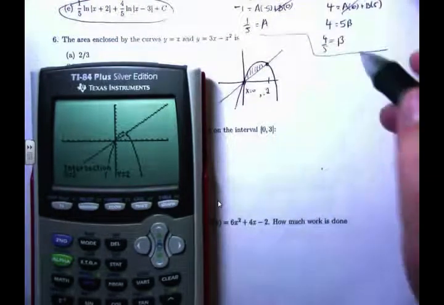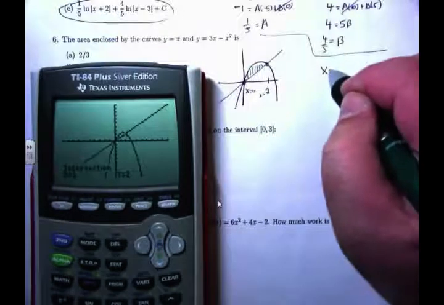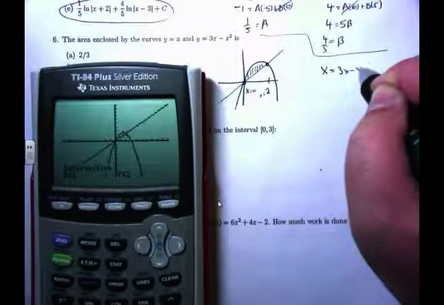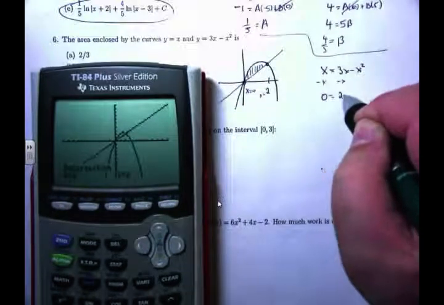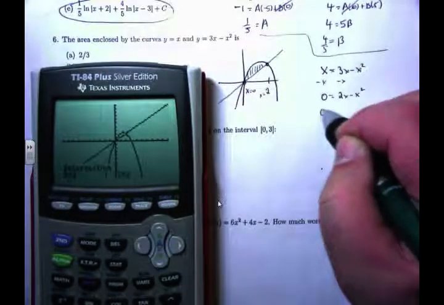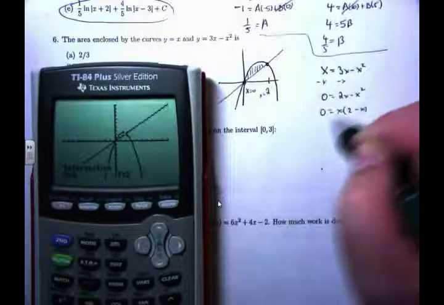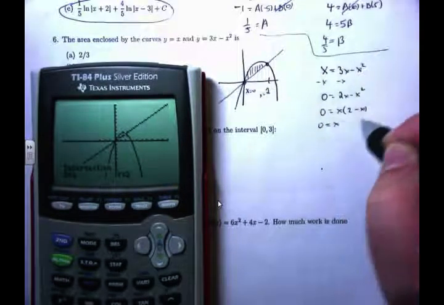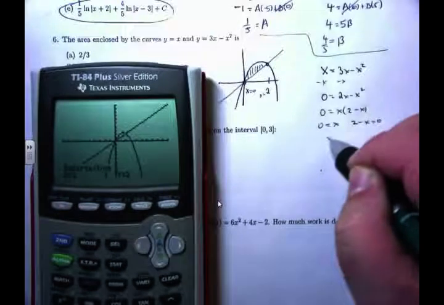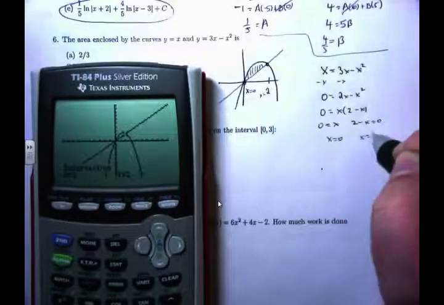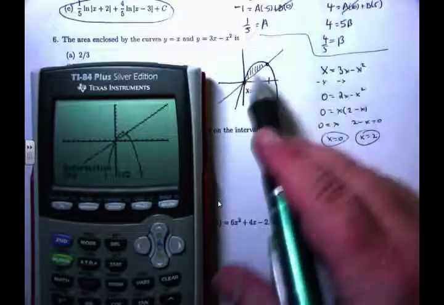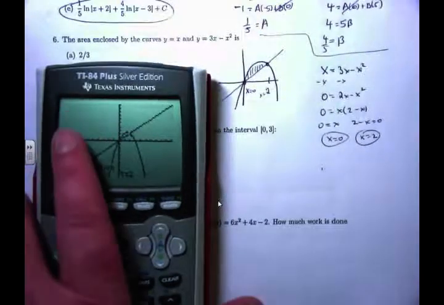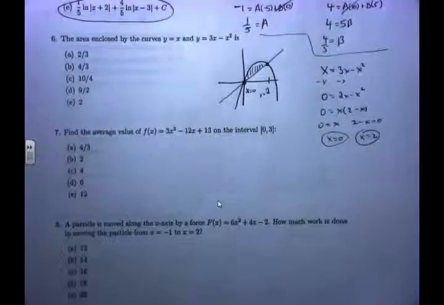And if you wanted me to show my work, if this was a free response kind of question, x would be 3x minus x squared. Subtract x from both sides. I get 0 equals 2x minus x squared. I can factor out an x, and that gives me x times 2 minus x. Set each factor equal to 0, so I get x equals 0 and x equals 2. So I could have done it by algebra as well, but we would have definitely allowed the calculator on this kind of a problem on the multiple choice part.